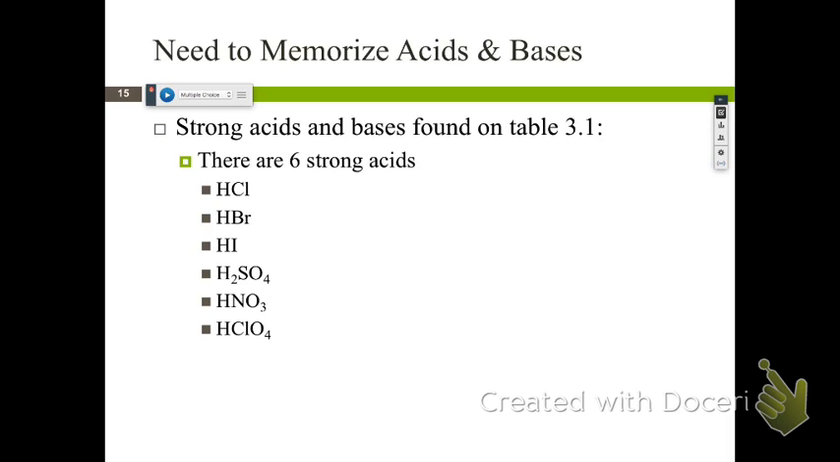So whenever we see these, we know that they're going to be a strong electrolyte, they're going to release 1 proton, and when they release the proton, are you guys comfortable with the term proton?